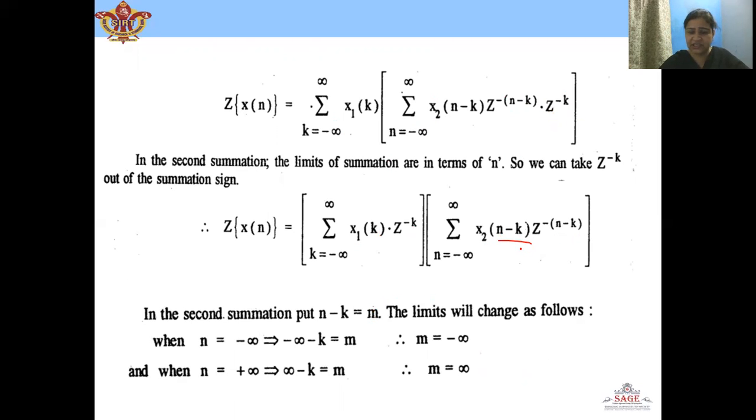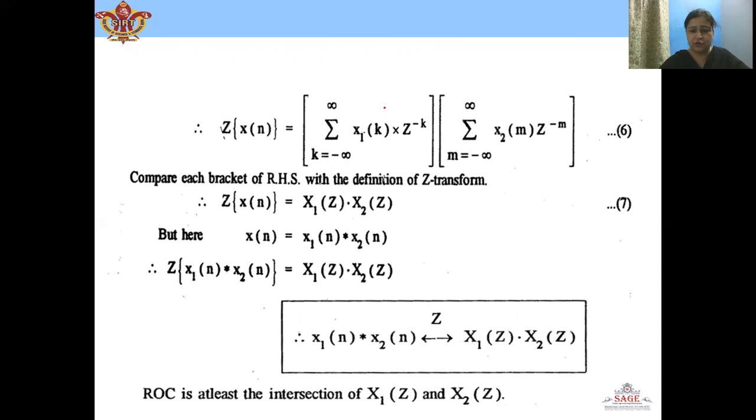Since we are changing the variable, the limits will also change. Here we are taking n minus k equal to m. When n is minus infinity, m will also be minus infinity, and when n is plus infinity, m will also be plus infinity. So here we will take n minus k as m, here also n minus k as m, and m will run from minus infinity to plus infinity. So this will be the product of the two summations.